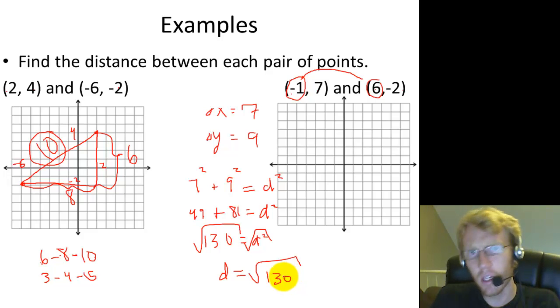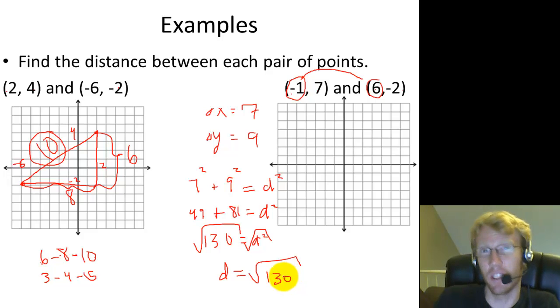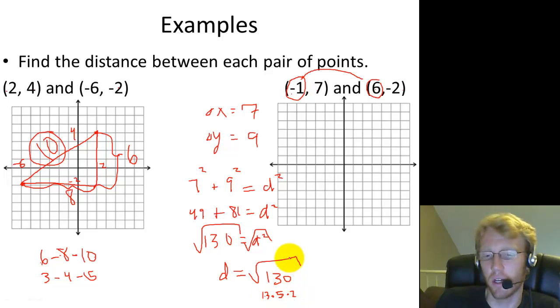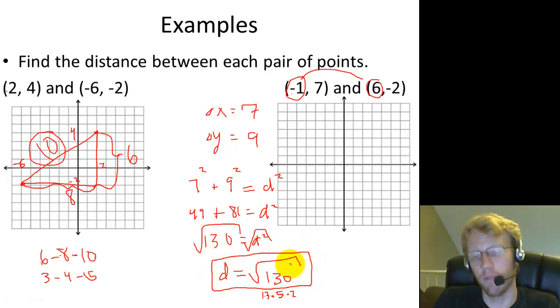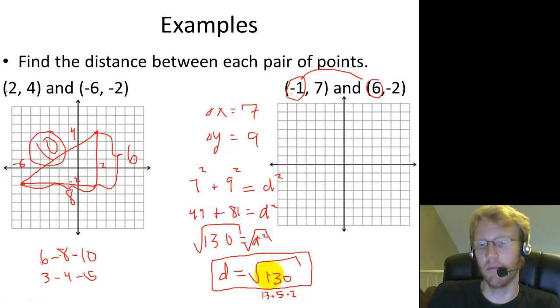Now, if that was simplifiable, we would certainly want to simplify it. But if we factor this out, we get 13 times 5 times 2. And all of those are prime, right? So there's no perfect squares in there, so it can't really be simplified. So the distance is the square root of 130 in radical form. If you wanted to write it in decimal form, you could.